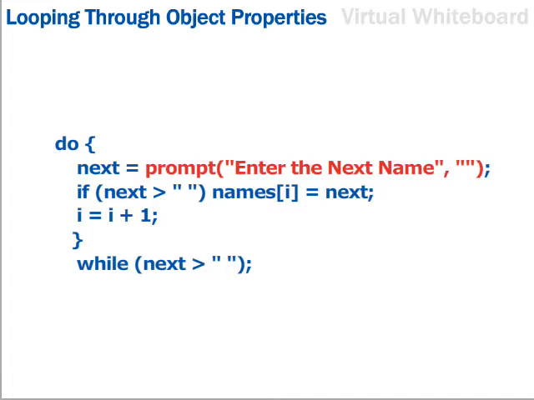Next, the prompt statement should be used to prompt the user for a series of names. You can use a loop to repeat the prompt for each name. You want the user to enter at least one name, so a do loop is ideal. This loop prompts for a string called next. If a name was entered and isn't blank, it's stored as the next entry in the names array. The i counter is then incremented. The loop repeats until the user doesn't enter a name or clicks cancel in the prompt dialog.